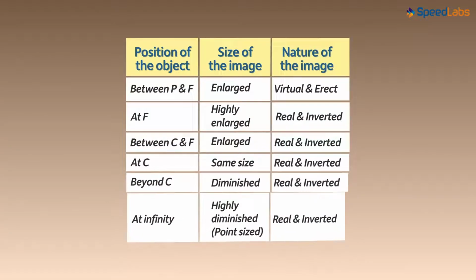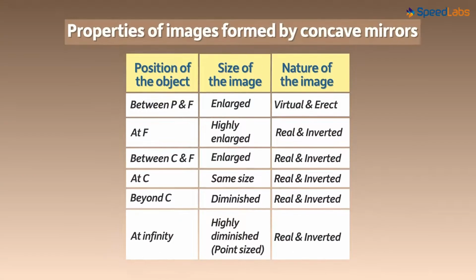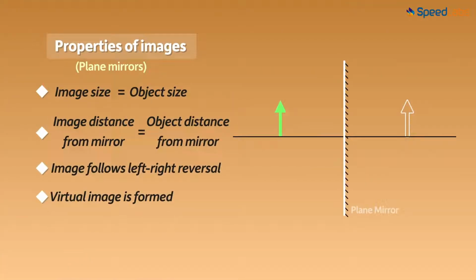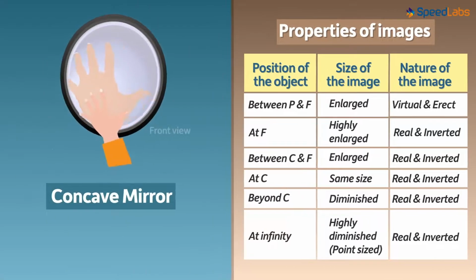In our previous video, we have seen various properties of images formed by concave mirrors. This table represents those properties. Depending on where the object is kept away from the mirror, the properties of the image vary. If you remember, this wasn't the case for plane mirrors. The image properties were the same irrespective of the distance of the object from the mirror. Here it's not the case as we had seen in the last video.